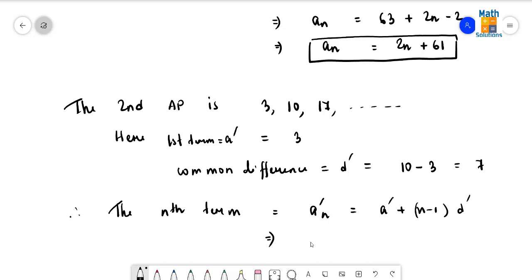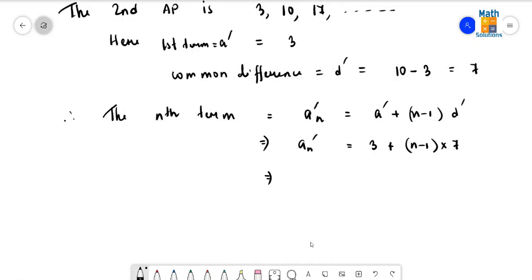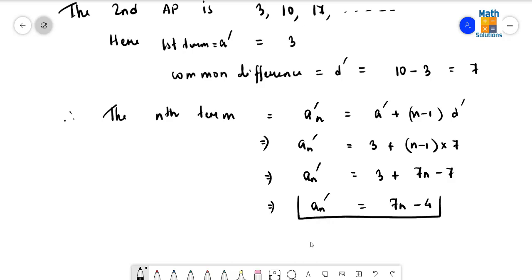In the respective places we put the values. A dash n is equal to a dash is 3 plus n minus 1 d dash is 7, and then after what do I get? A dash n is equal to 3 plus 7n minus 7. So a dash n is equal to 7n minus 4. So these two are the nth terms of the two APs which we get.